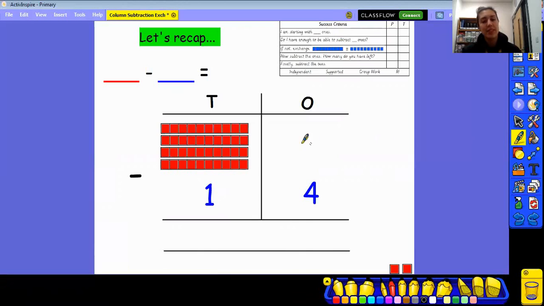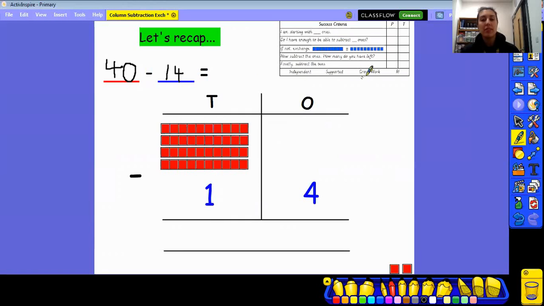So the number that I'm starting with, that's right, I'm starting with 4 tens. And I don't have anything in my ones column, so that means I'm starting with 0 ones. And I'm subtracting 1 ten and 4 ones, so we would say that is 14. 1 ten and 4 ones is 14.